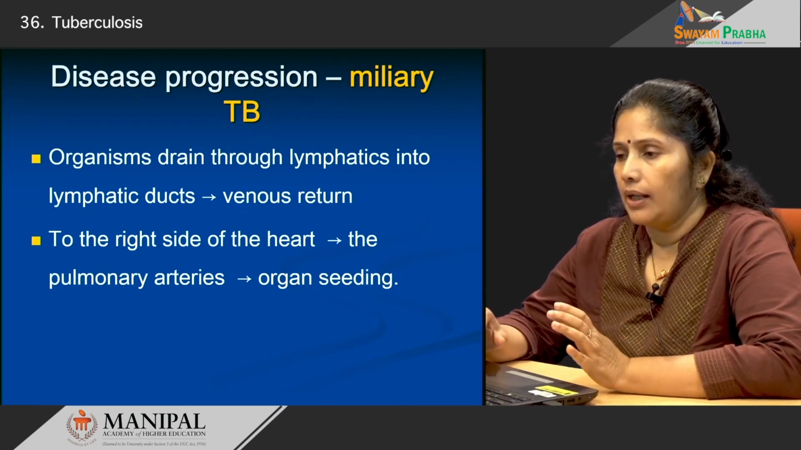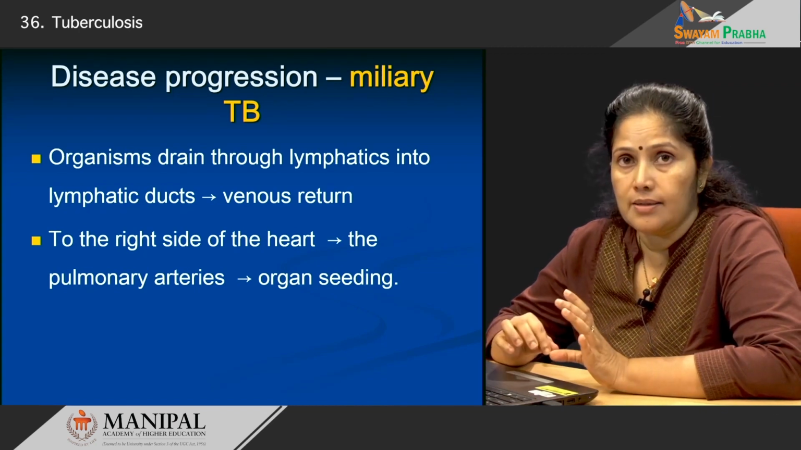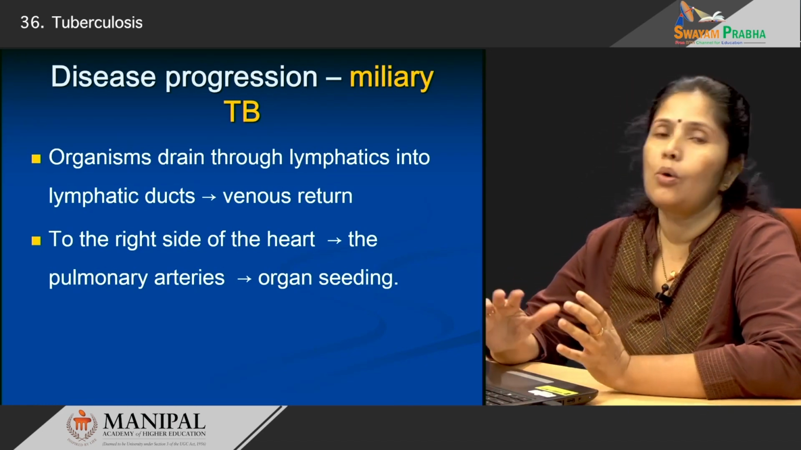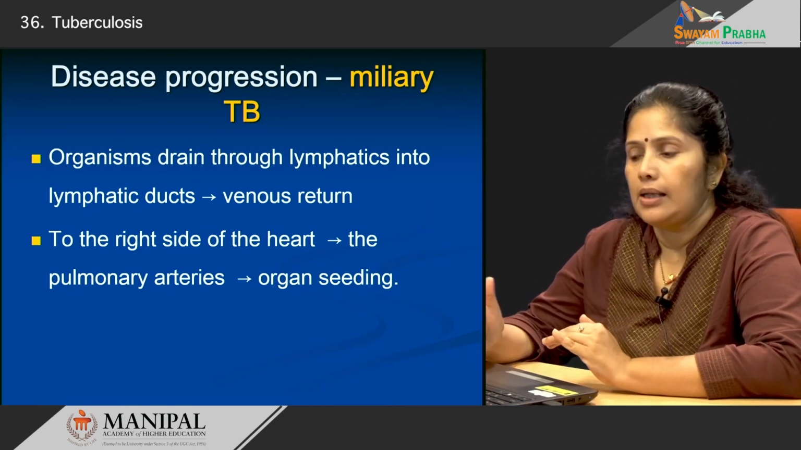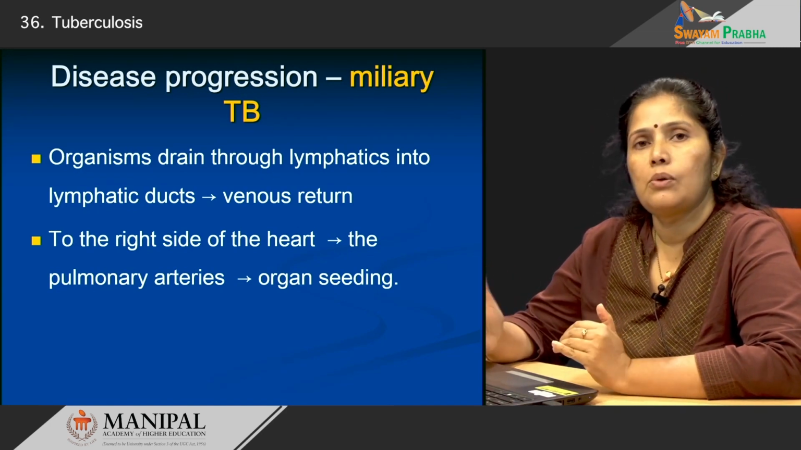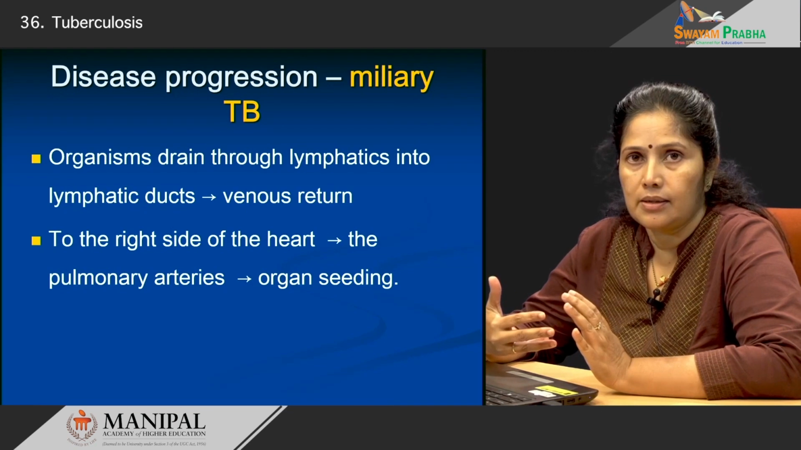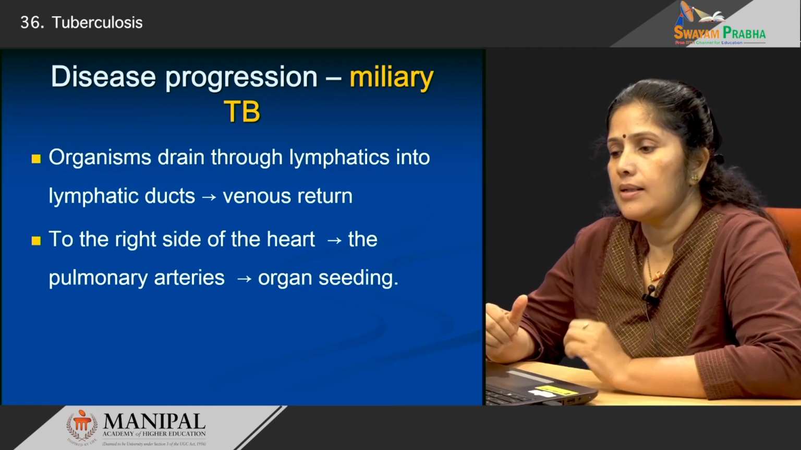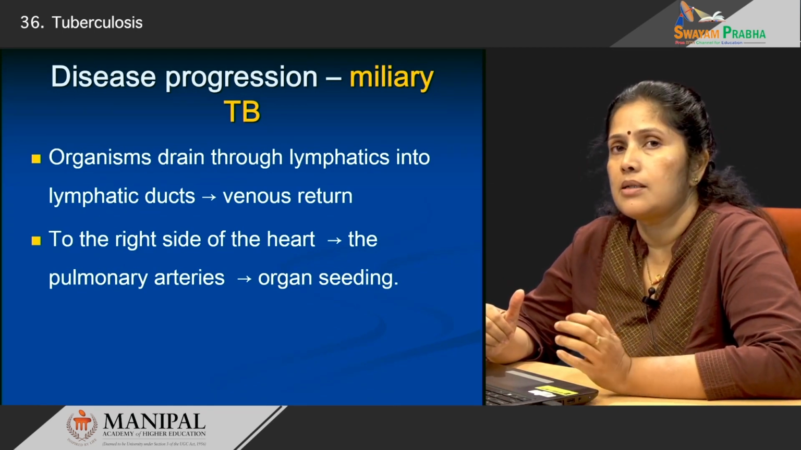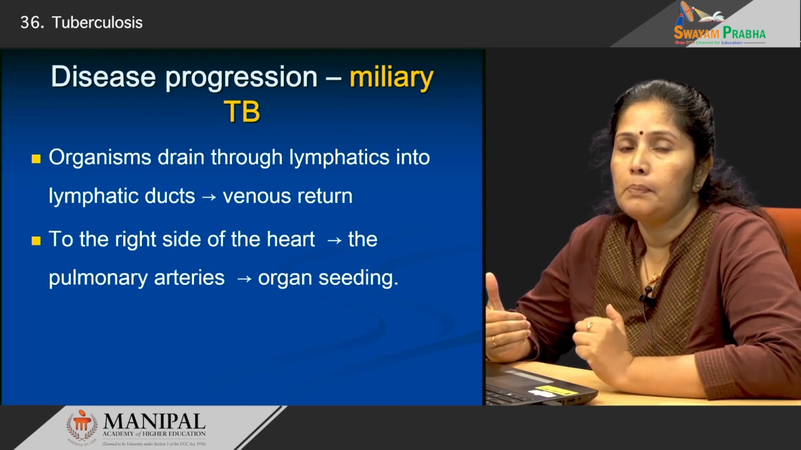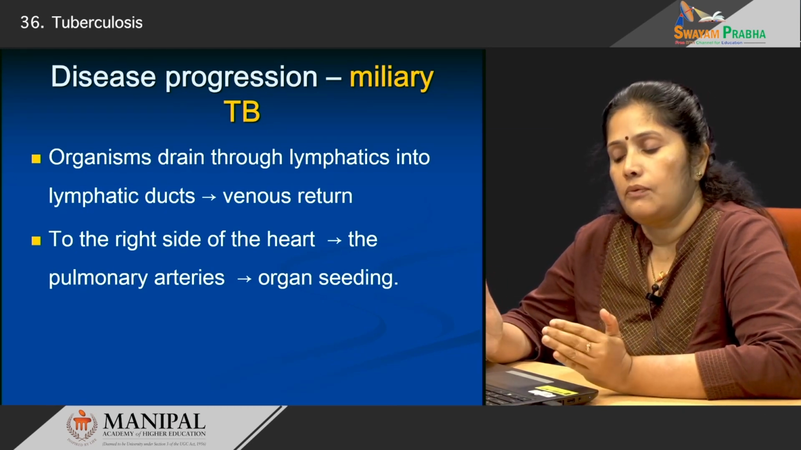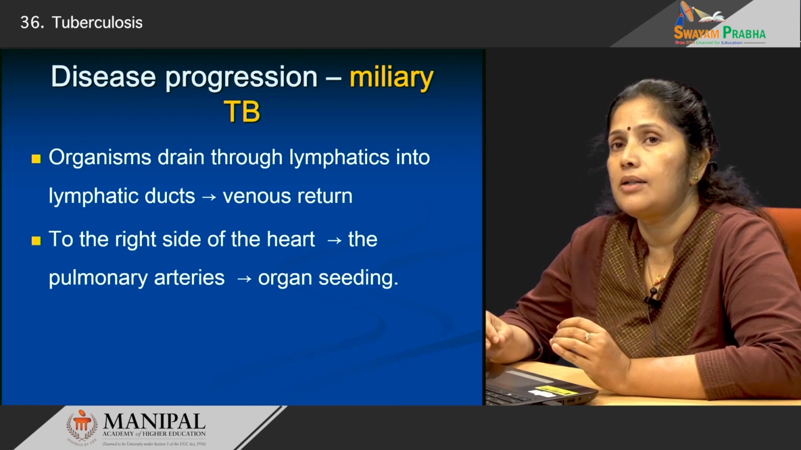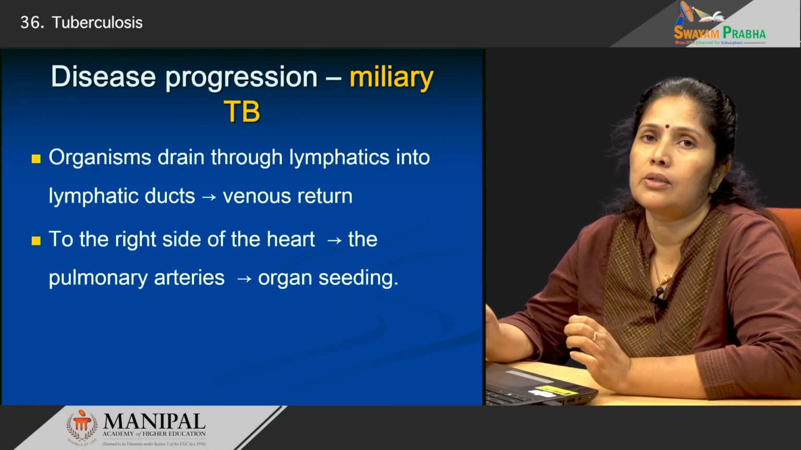So, interestingly, this organism drains through the lymphatics into the lymphatic ducts, and we all know that the lymphatic ducts go into the venous return of the body, and from the venous return it goes to the right side of the heart. From the right side of the heart, it goes to the pulmonary arteries, and once it reaches the pulmonary arteries, it is very easy for the blood to go into the systemic circulation, which means that the bacilli also disseminate into the systemic circulation, and it will seed into many different organs.